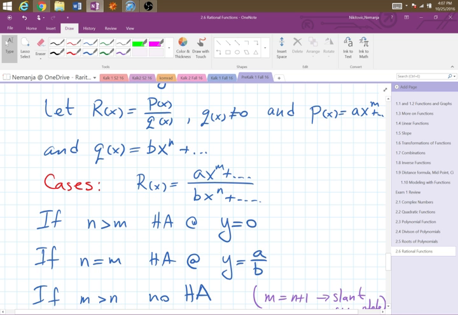Now we do a graph. And now it is time for us to graph some problems.